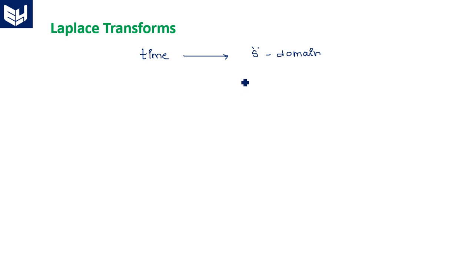The S domain is also a frequency domain, but it is a complex frequency domain. What do you mean by S? S is j omega. Previously it was omega only, but now it is j omega. That means x of t will be converted into X of s, where s is equal to j omega.